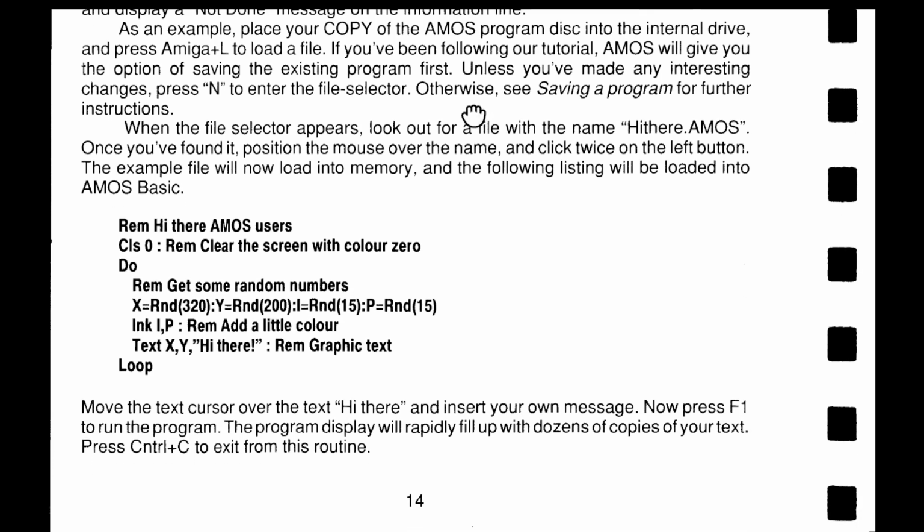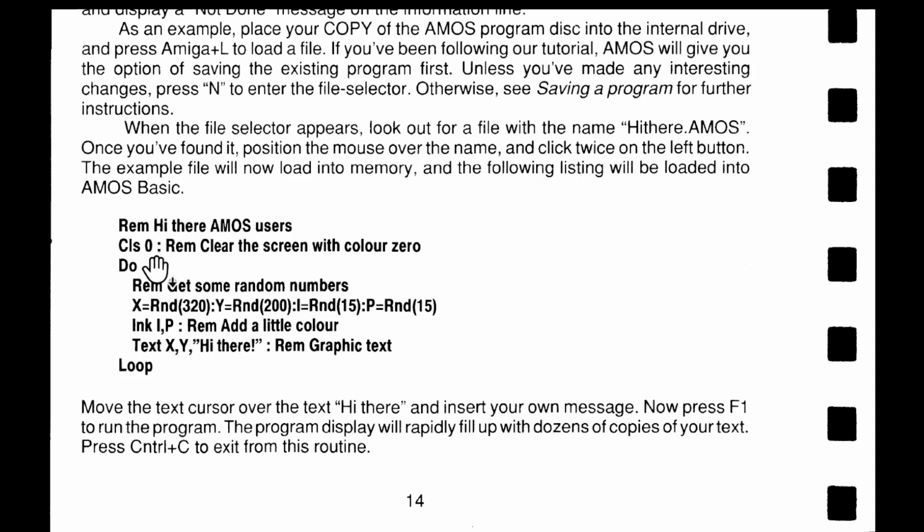As an example, place your copy of the AMOS program disk into the internal drive and press Amiga and L to load a file. If you've been following our tutorial, AMOS will give you the option of saving the existing program first. Unless you've made any interesting changes, press N to enter the file selector. Otherwise, see saving a program for further instructions. When the file selector appears, look out for a file with the name hithere.amos. Once you've found it, position the mouse over the name, and click twice on the left button. The example file will now load into memory, and the following listing will be loaded into AMOS Basic.